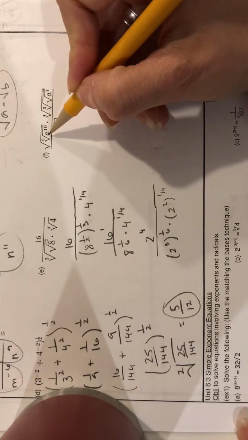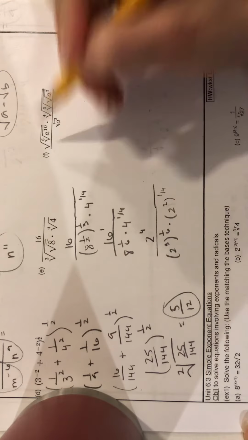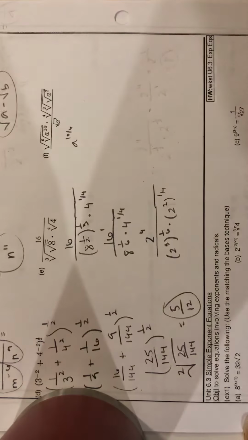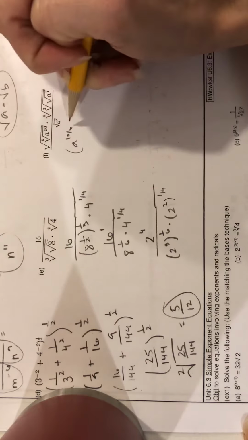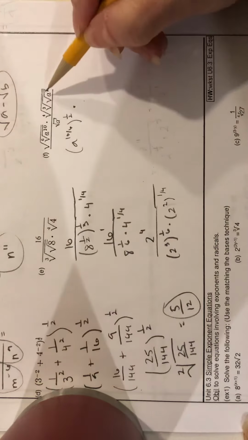Let's turn all of these roots into rational exponents. So I have a to the 10th, and it's underneath a sixth root. This will become a to the 10/6, and then that's underneath the square root, so that's to the 1/2. Move to the next piece, all right?